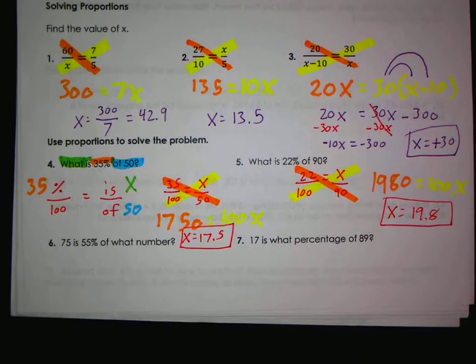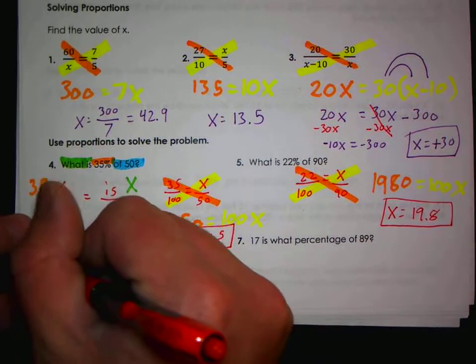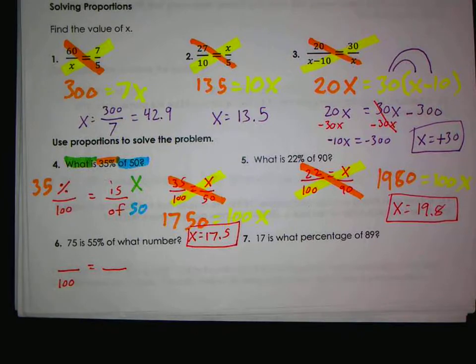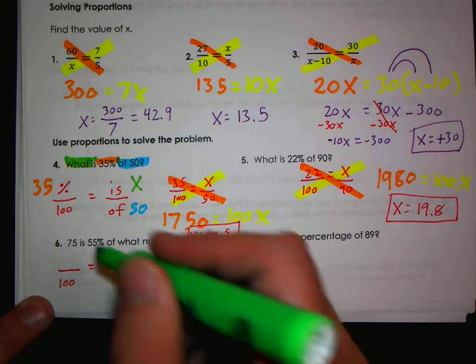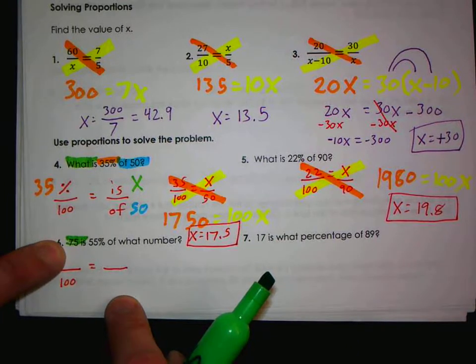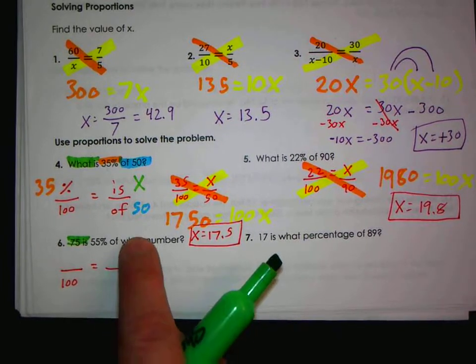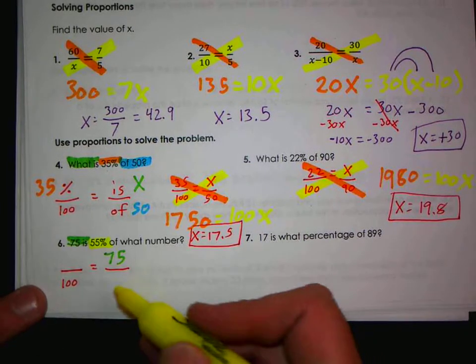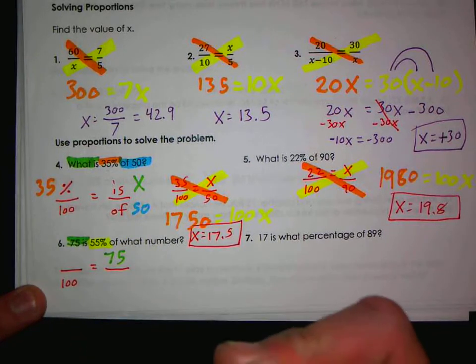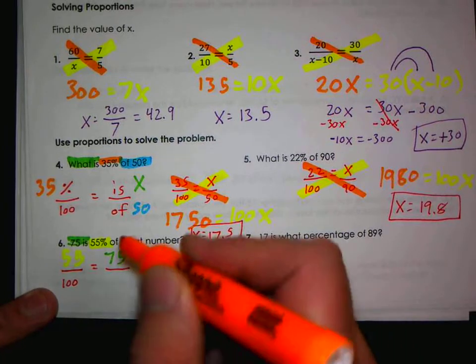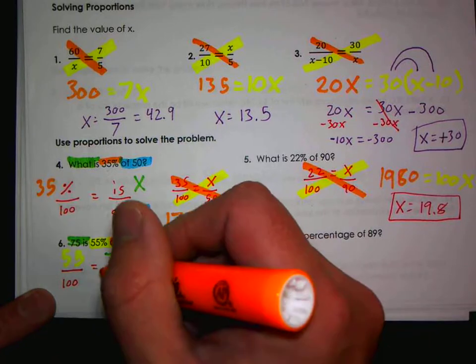This one, 75 is, so let me set up my proportion. Percent goes here, 100 goes here. Is goes here, of goes here. So 75 is, does the 75 go here, here, or here? On the top, left, or right? Right. On the right, because is always goes on the top right. So I can put 75. 55%. Where does the percent go, here or here? Left or right? Left. And then it says of what number? That would be my x. And x is of goes here.